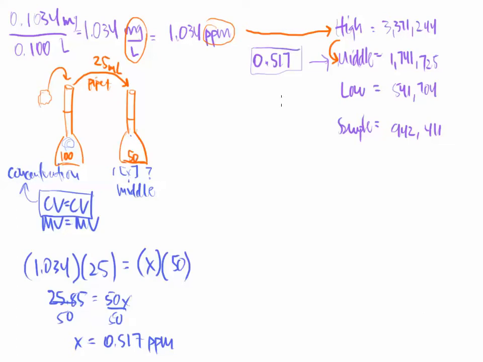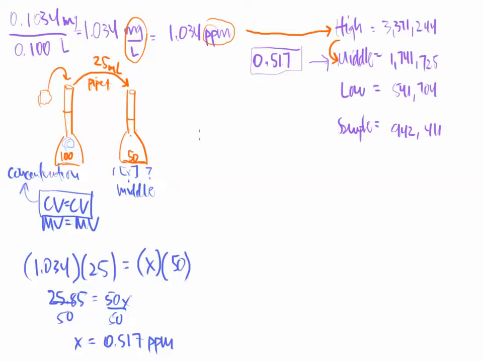Took 25 mils, diluted it to 50. I cut the concentration by half, right? 25 and 50, they're half of each other. My concentrations are halves of each other. Makes sense.